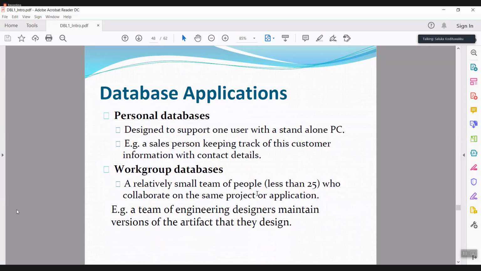And you can see in this slide, one particular example is a team of engineers maintaining versions of artifacts that they design. In other words, each of them creates designs, and a design is a solution to a problem, but for the same problem multiple designs could exist, and therefore different designers may come up with different designs, and all the team members share those designs and may select the best out of all of them, something like that.